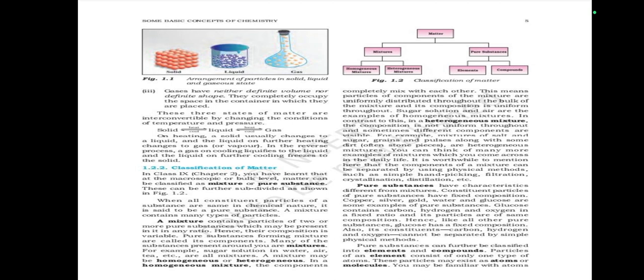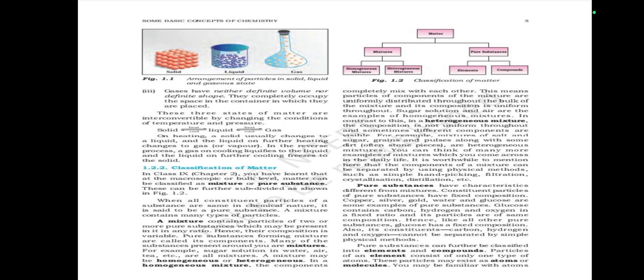are all mixtures. A mixture may be homogeneous or heterogeneous. In a homogeneous mixture, the components completely mix with each other. This means particles of components of the mixture are uniformly distributed throughout the bulk of the mixture, and its composition is uniform throughout. Sugar solution and air are examples of homogeneous mixtures. In contrast to this, in a heterogeneous mixture, the composition is not uniform throughout, and sometimes different components are visible. For example, mixtures of salt and sugar, grains of pulses along with some dirt or stone pieces, are heterogeneous mixtures. You can think of many more examples of mixtures which you come across in daily life.